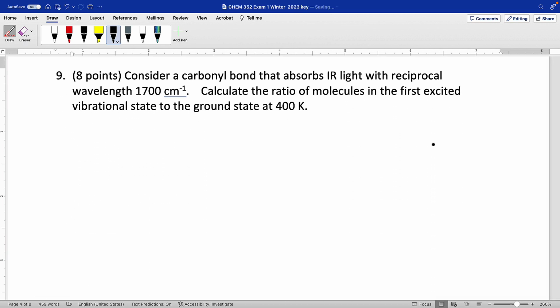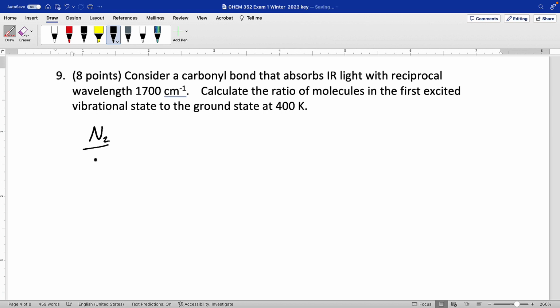All right, so now we've got a specific molecule, some sort of carbonyl. As you know, carbonyls vary depending on what type of carbonyl they are, but they're all roughly in that region of around 1700 reciprocal centimeters. And we want to know, if we look at a collection of these molecules, what fraction are in the first excited vibrational state instead of being in the ground vibrational state. And so to do this, we're going to use the Boltzmann distribution.